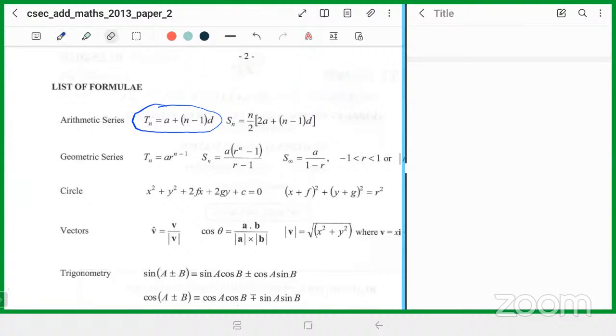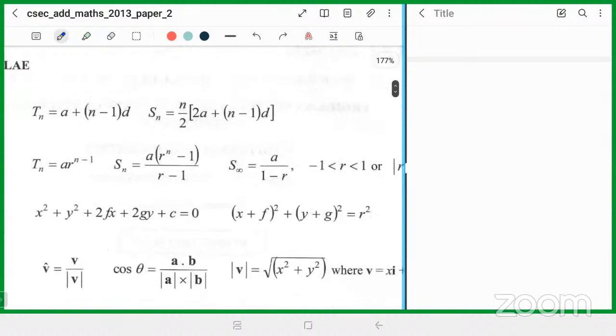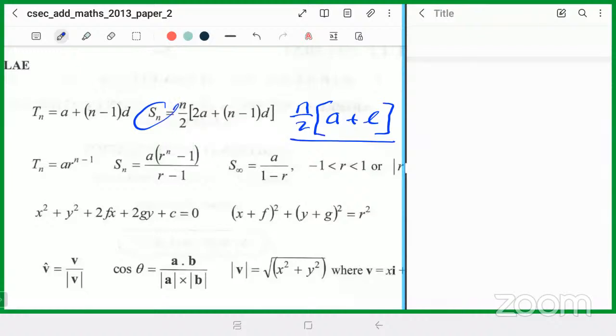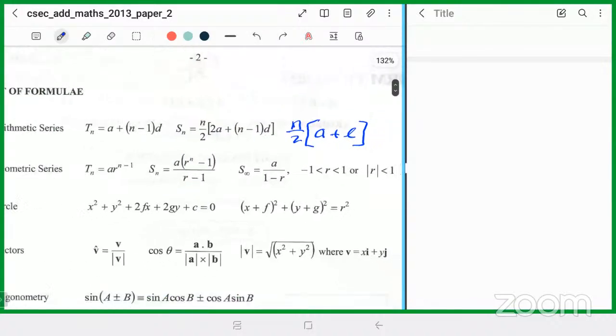And then this now is the formula for the sum to any number of terms. Remember, a good formula that is not shown here is n over 2 into a plus L. If you know the first term and the last term, the sum can be found that way as well. It's a good one to know, because you don't need the d.